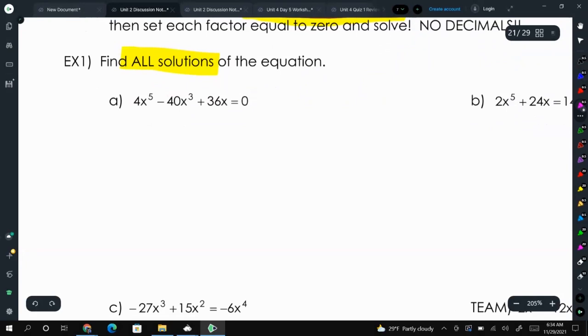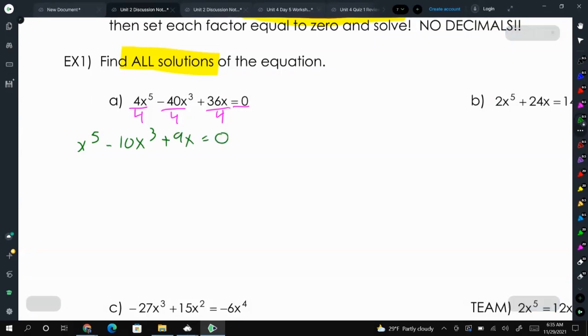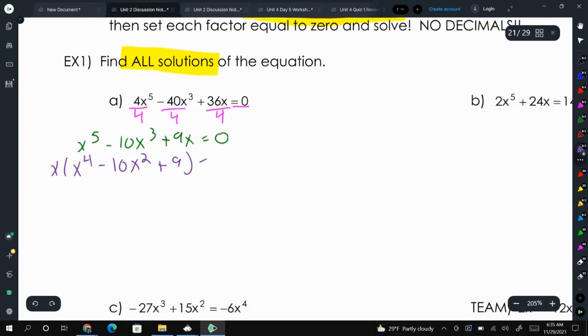First, we got to make sure that the equation equals 0, which this does. All right, equals 0. Now, what I want to do first is I notice I can divide all of these by 4. So divide by 4. And this is going to get me x to the 5th minus 10x to the 3rd plus 9x equals 0. Now they all have an x in common, so I'm going to factor that out. I get x times x to the 4th minus 10x squared plus 9 equals 0.